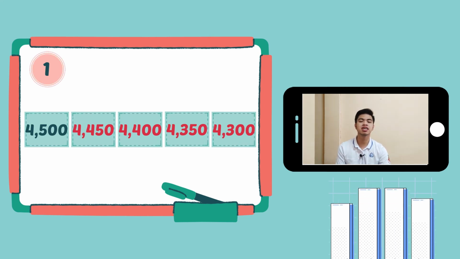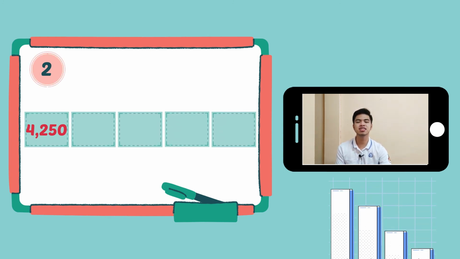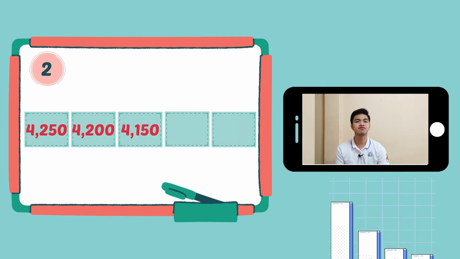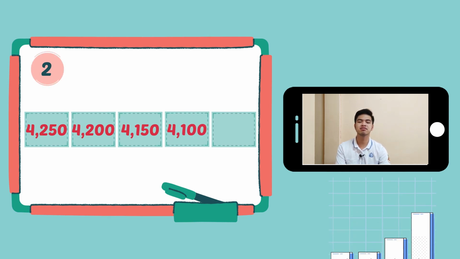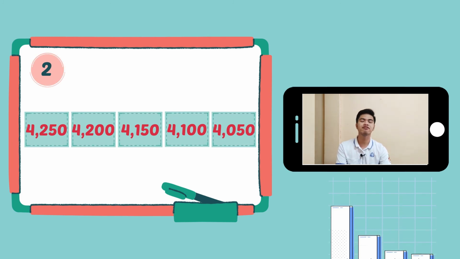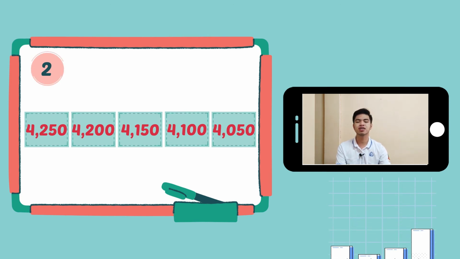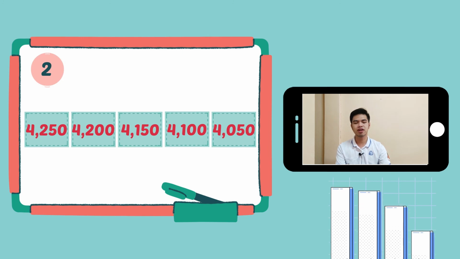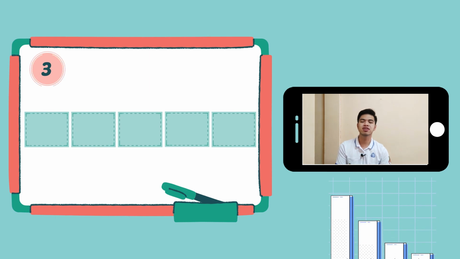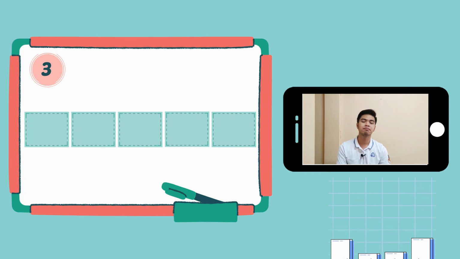So the first number is 4,250. 4,250 minus 50 is 4,200. Minus 50 is 4,150. Minus 50 is 4,100. Minus 50 is 4,050. So therefore, we have the pattern 4,250, 4,200, 4,150, 4,100, and 4,050. Alright, so for the number 3, we can also choose to continue the pattern, and also we can have our own pattern.